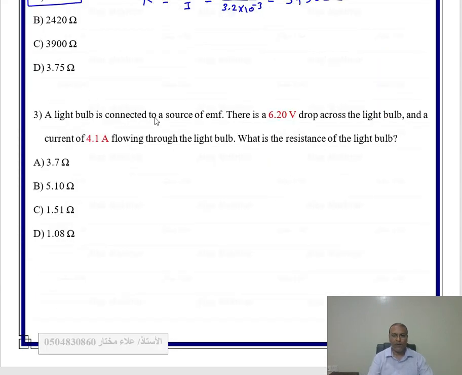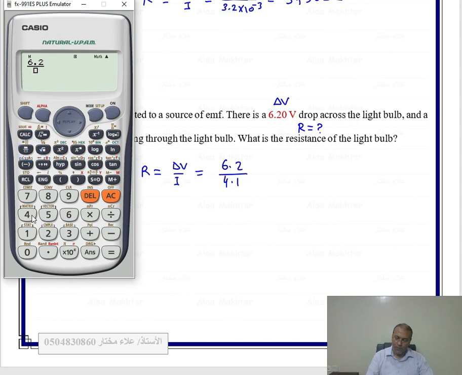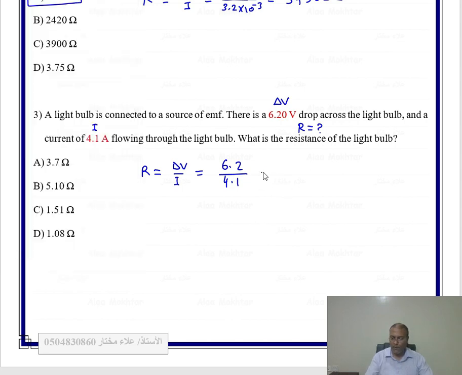Question number 3. A light bulb is connected to a source of EMF. There is a 6.2 volt delta V drop across the light bulb, and a current I of 4.1 ampere is flowing through the light bulb. What is the resistance? R equals what? Ohm's law: R equals delta V over I. 6.2 divided by 4.1. The answer is 1.51 ohms.